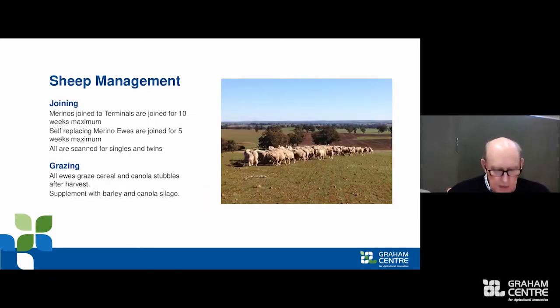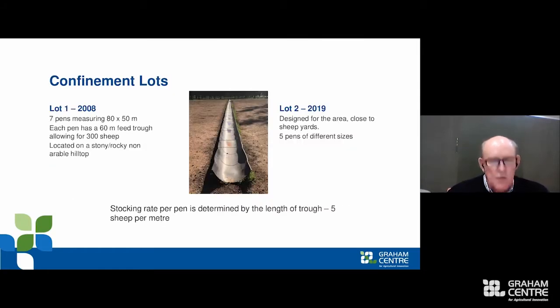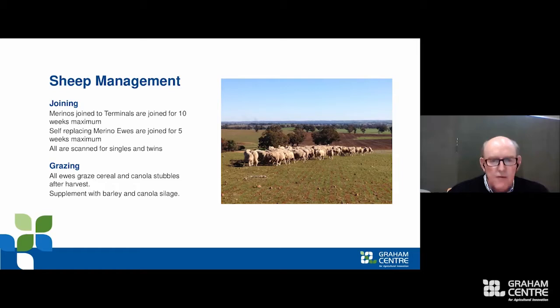A little bit of management. Merino ewes joined to terminals are joined after January shearing for 10 weeks maximum, and are scanned at 5-week intervals to identify singles and twins. Merino self-replacing ewes are joined after shearing in February for a maximum of 5 weeks. We have found that scanning for singles and twins allows us to target nutritional needs, especially with confinement lots.